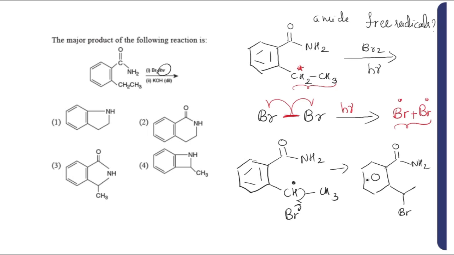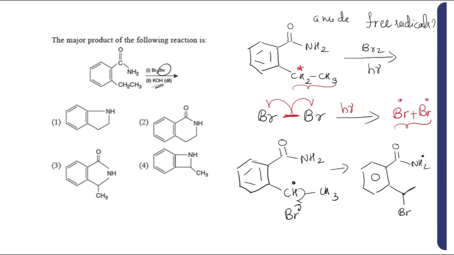I'm writing a bond line structure for the same molecule. You can see here, this is CH, CH3, Br is present. Within the molecule, we have two reactive centers. One is the amide, the other one is this electrophilic carbon. And you see we are using KOH also.